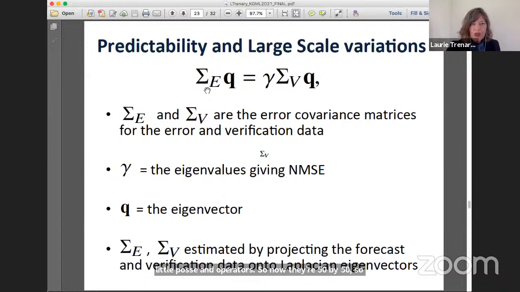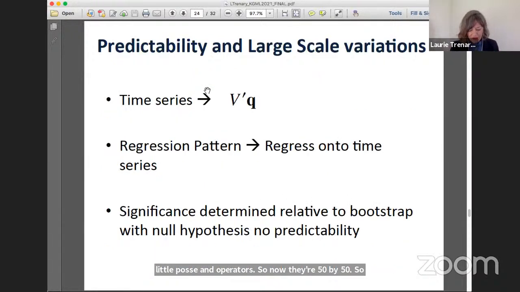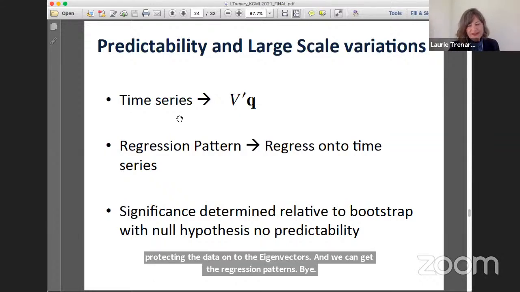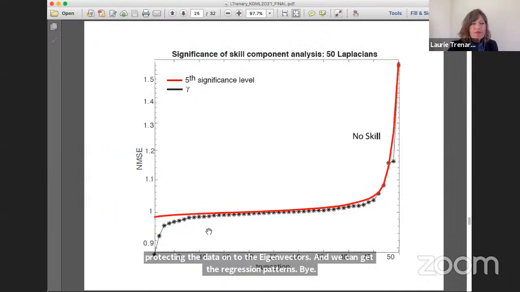So when we do this decomposition, we're finding the most skillfully predicted large-scale patterns. Associated with each pattern is a time series, which we can get by projecting the data onto the eigenvectors. And we can get the regression patterns by regressing the data set onto that time series. And we'll estimate significance with respect to a bootstrap.